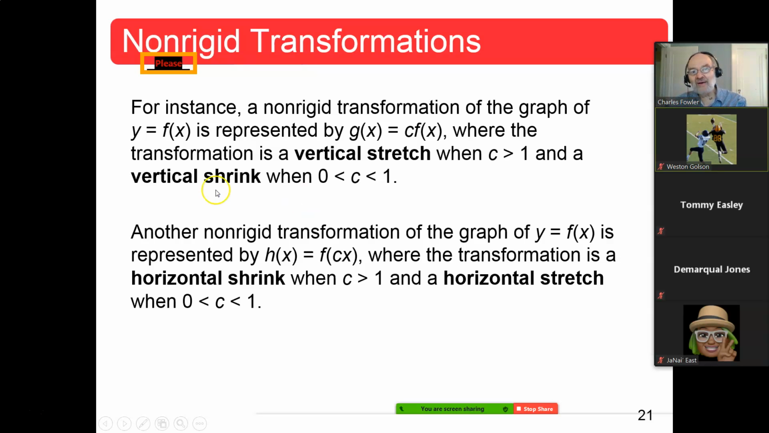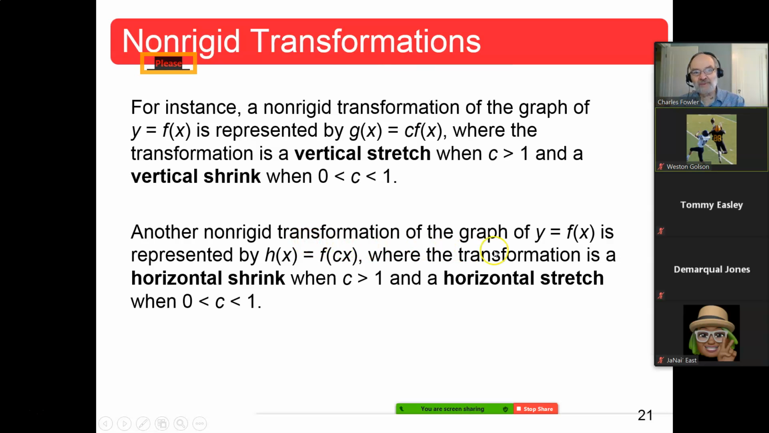Okay? Now, notice they say between 0 and 1. 1 is the original thing. That's just f of x, g of x equals f of x. So we don't mess with 1. We don't mess with 0 because that wipes out everything. And we don't mess with negative numbers because we already dealt with that. Those are reflections. So you can have reflections and stretches or shrinks, but treat them separately. So always treat the c as if it's positive. And if it's negative, you just reflect.